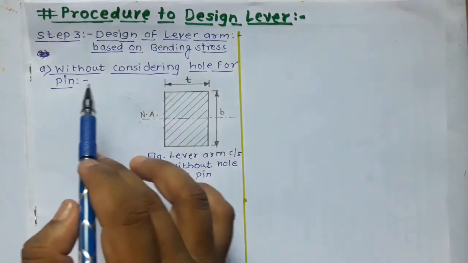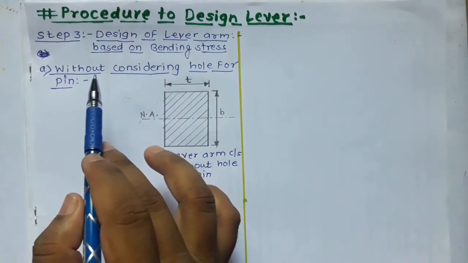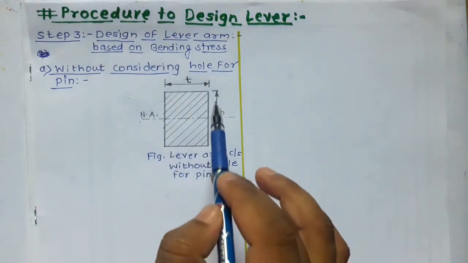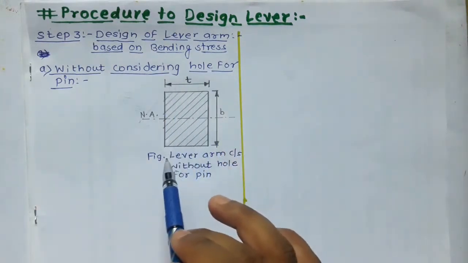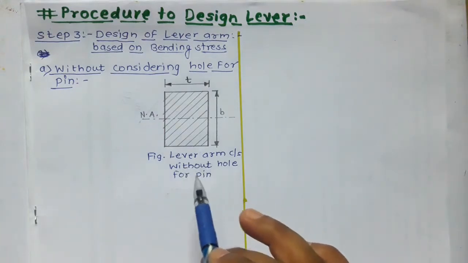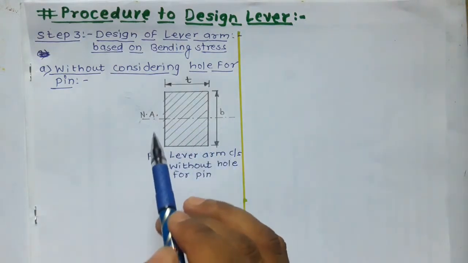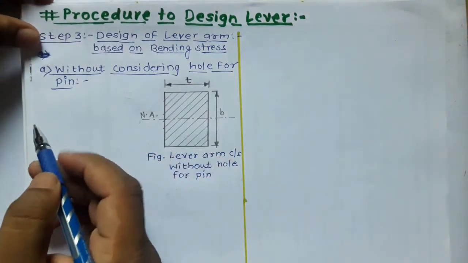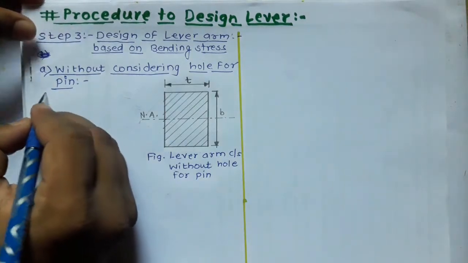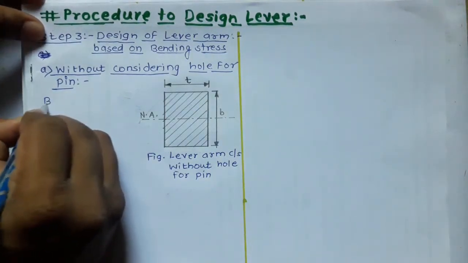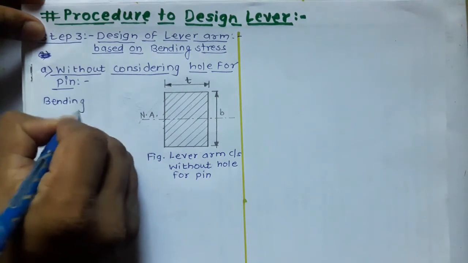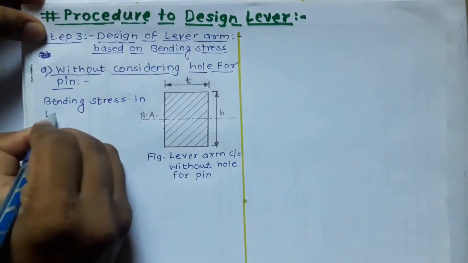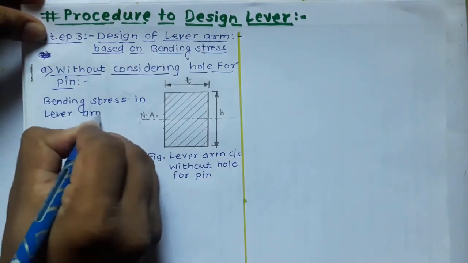The first substep is design of lever arm cross section without considering hole for pin. This is a cross section of the lever arm having width b and thickness t, without hole for pin. This is the neutral axis, and as I said earlier, this lever arm is subjected to bending stress. So let us write the equation for bending stress in this lever arm cross section.